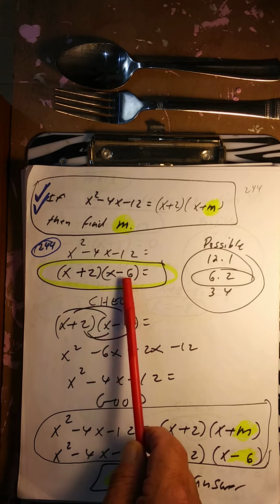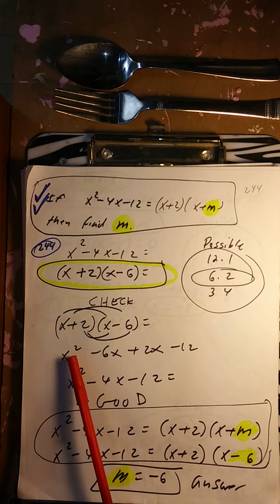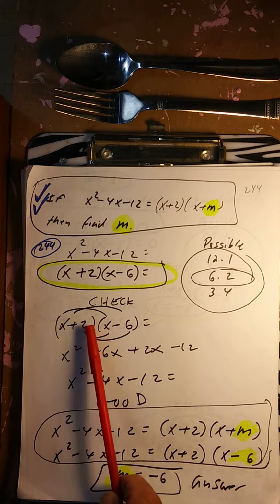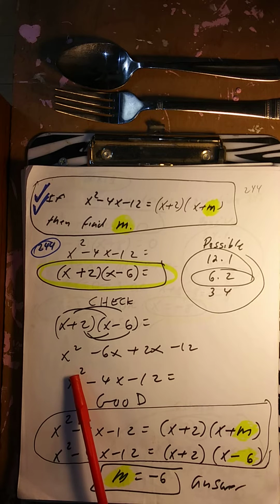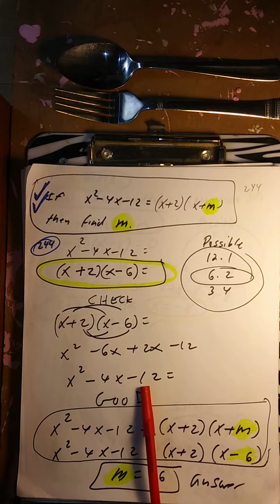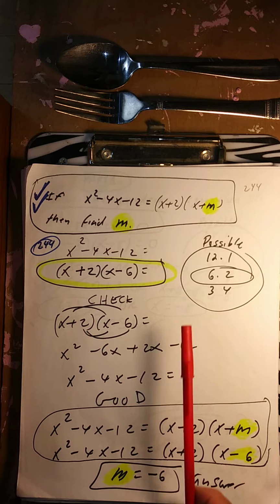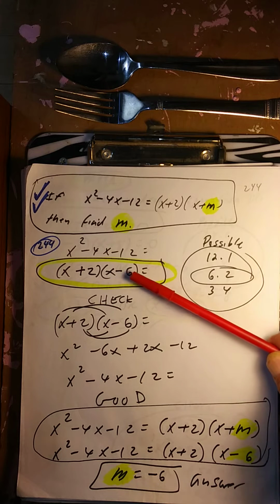And does that work? Let's see. Let's try it. X times x is x squared. That times negative 6x. This times this is 2x. And this times this is negative 12. So x squared minus 4x minus 12, which is what we have there. So that tells me that m has to be negative 6.